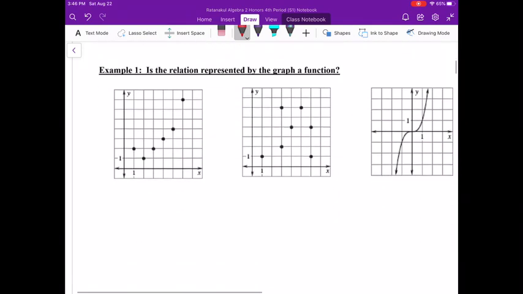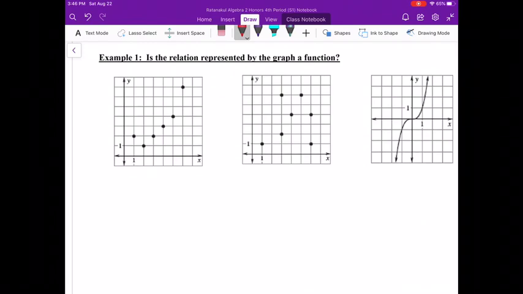So I want you to look at these next three examples and use the vertical line test to determine if the graph represents a function. So pause the video really quickly and answer whether it represents a function or not.